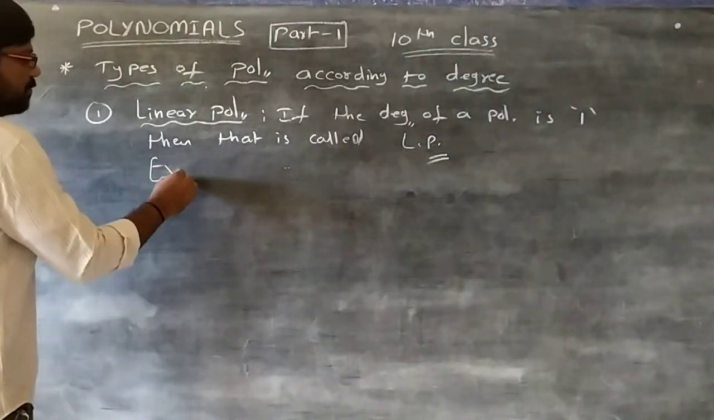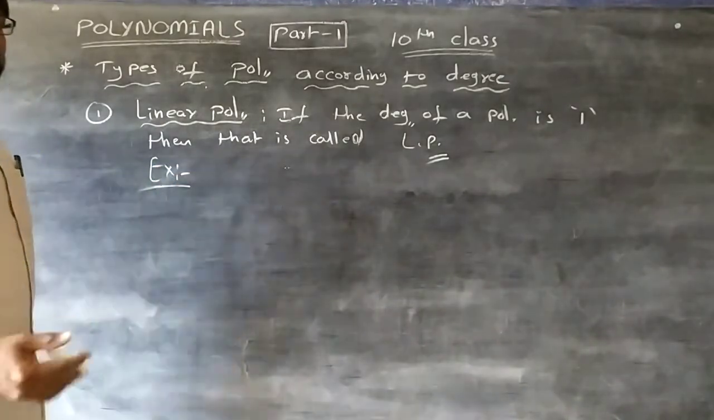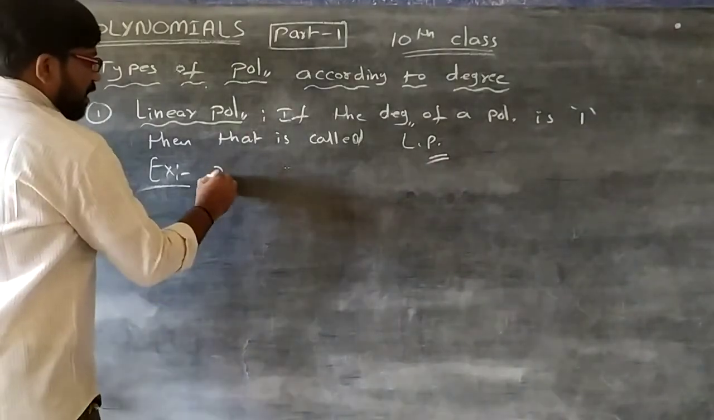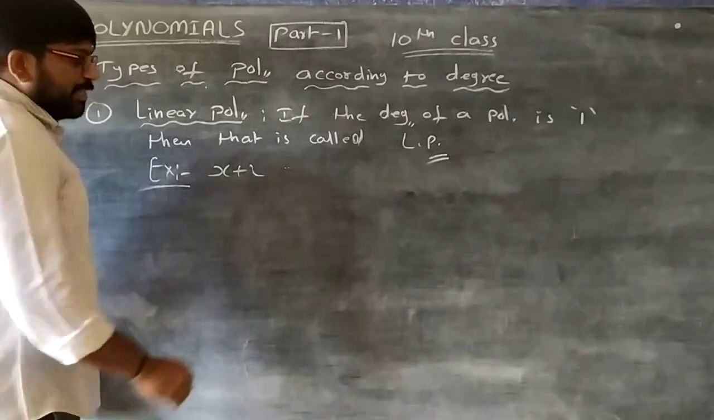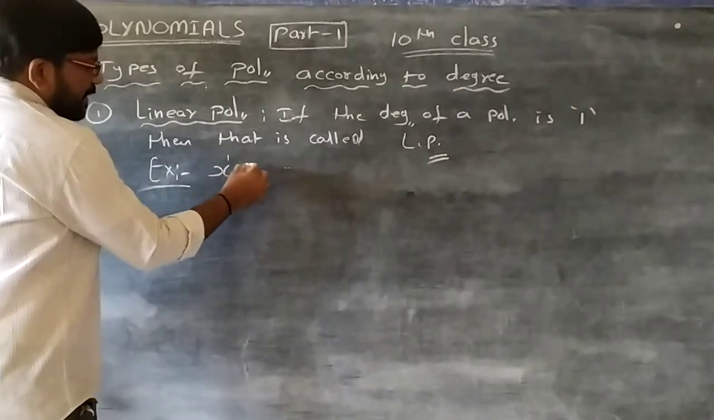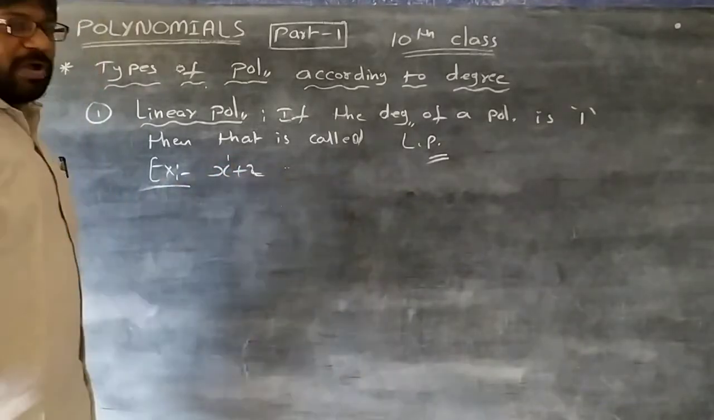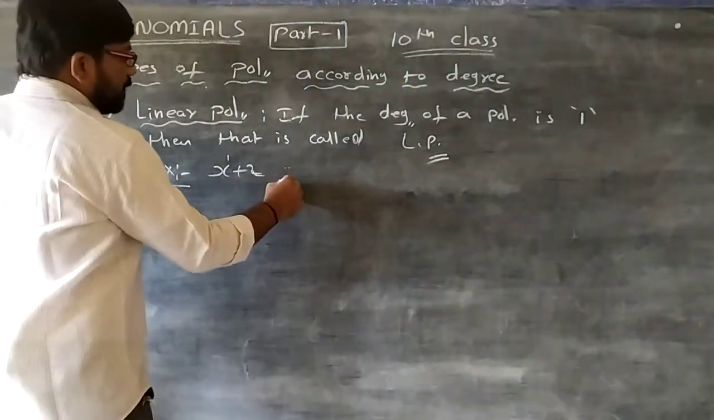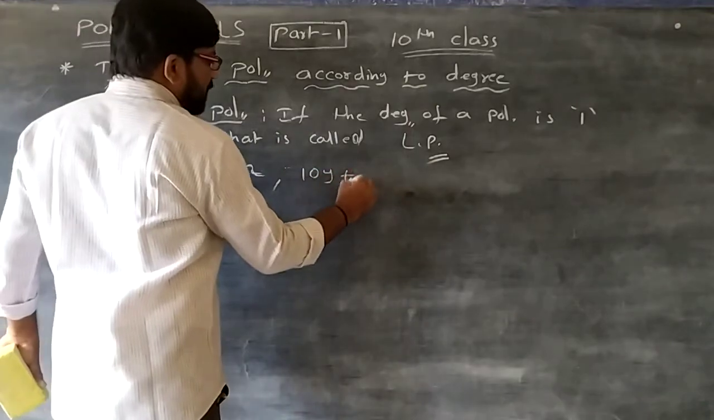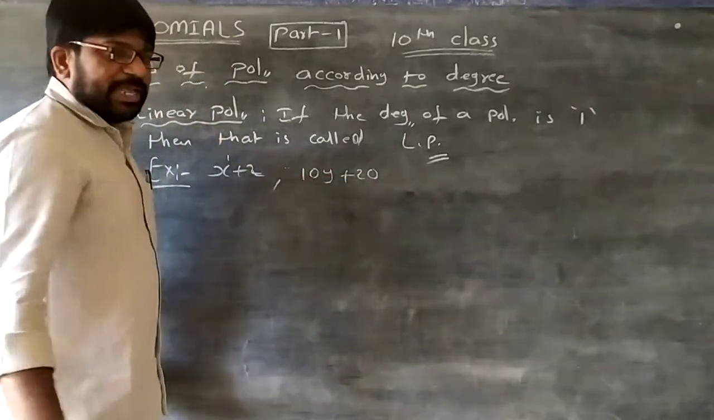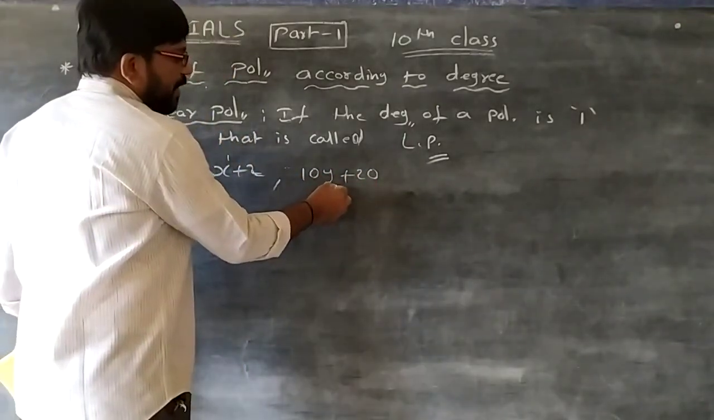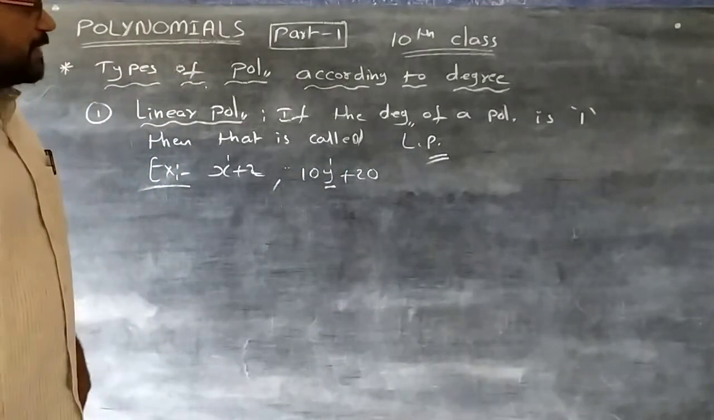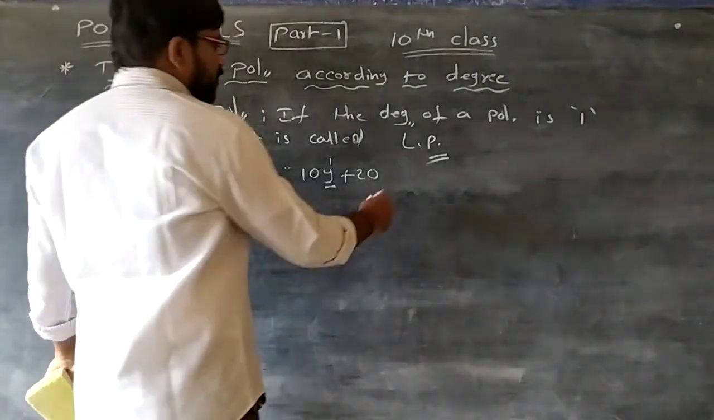For example, first degree polynomials. See, x plus 2. Here the variable is x, its power is 1, so its degree is 1. So it represents a linear polynomial. Some more examples. 10y plus 20 is also a linear polynomial because the variable y has power 1. Its degree is 1.